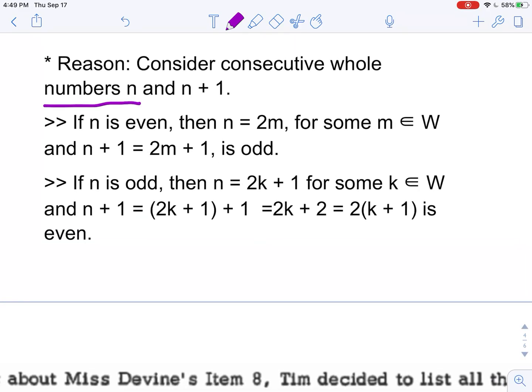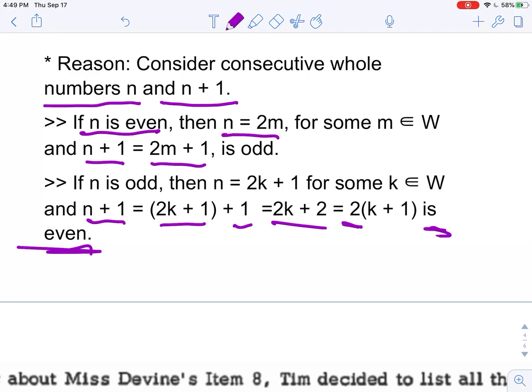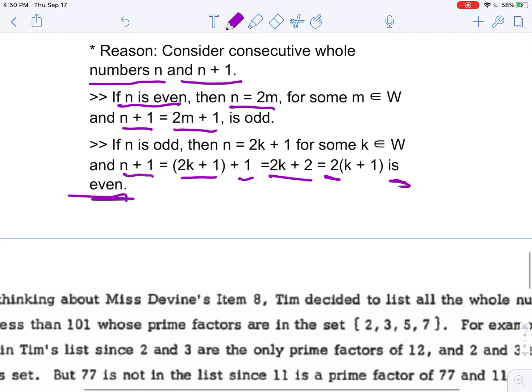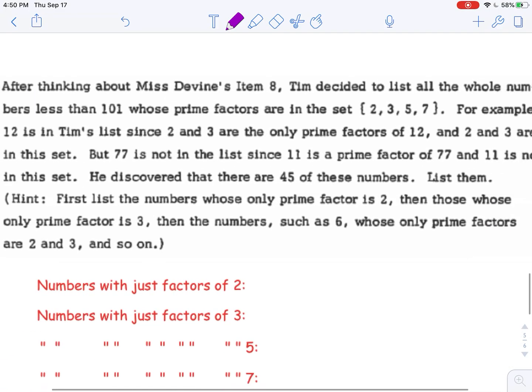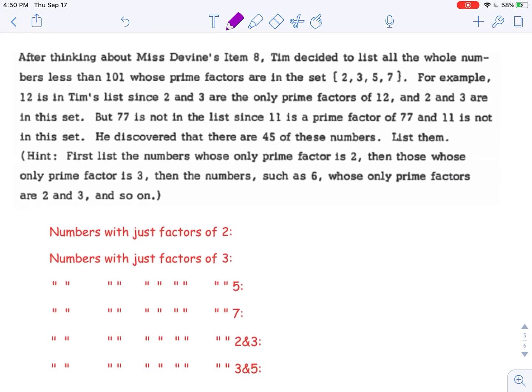And we can actually prove this algebraically. So if I consider consecutive numbers n and n plus 1, if n is even, then n must be 2 times m for some whole number m, and n plus 1 equals 2m plus 1, which must necessarily be odd. On the other hand, if n is odd, then n is equal to 2k plus 1 for some whole number, we'll call it k this time. And n plus 1 would be 2k plus 1 plus 1. Well, 2k plus 1 plus 1 is 2k plus 2, which is 2 times k plus 1. 2 times some whole number, you've got to have an even number. See? So that's how we're going to think about that.